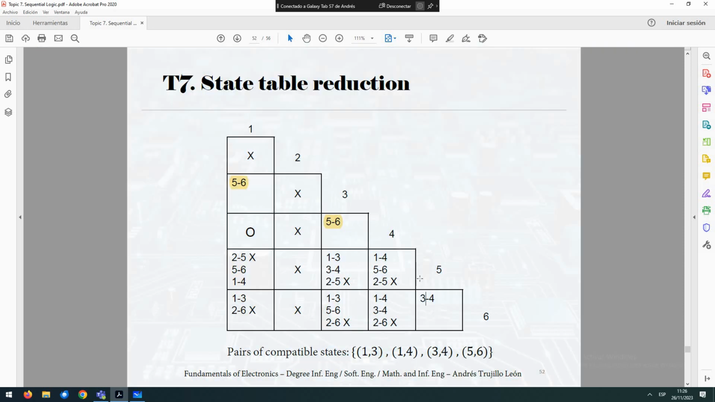here we don't have X. So the states 1 and 3, that are the states corresponding to the cells, are compatible. The states 3 and 4 are compatible, and the states 5 and 6 are compatible. And we have this one.